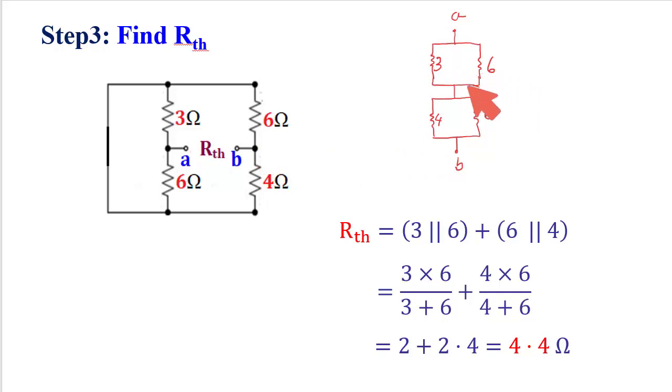This 3 and 6 are parallel. This 4 and 6 are parallel. So the equivalent of this upper parallel 3, 6 is in series with the lower parallel 4 and 6. So 3, 6 parallel plus 4, 6 parallel. Ultimately we get RTH as 4.4 ohm.